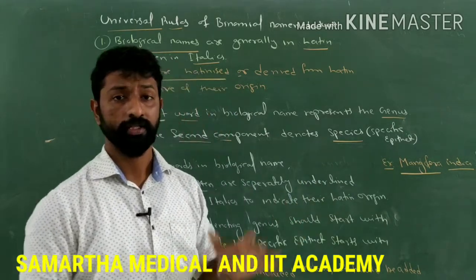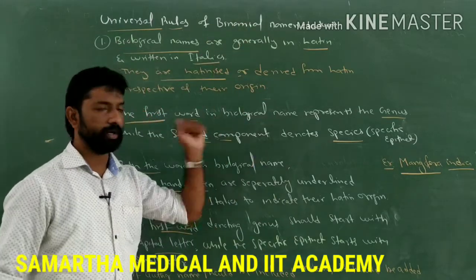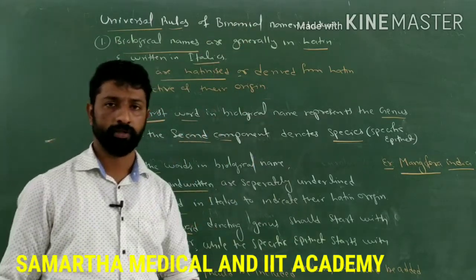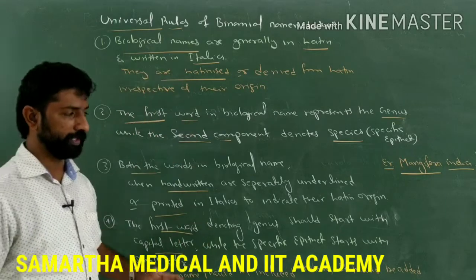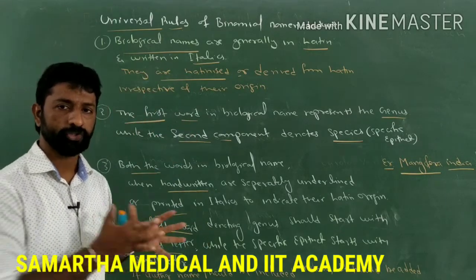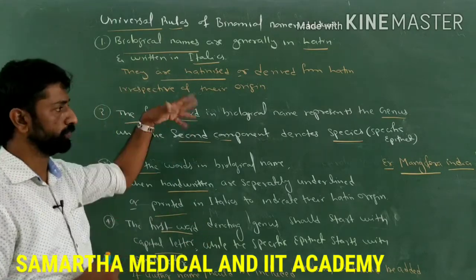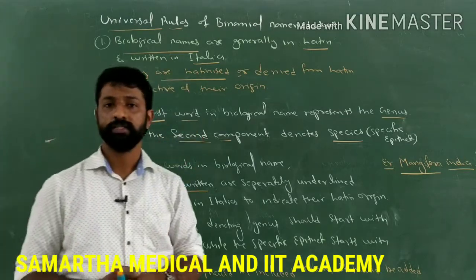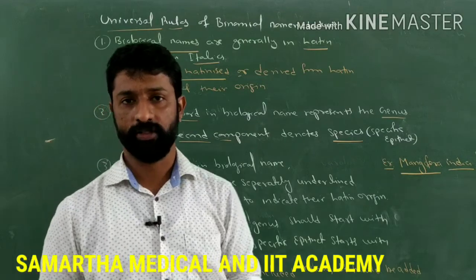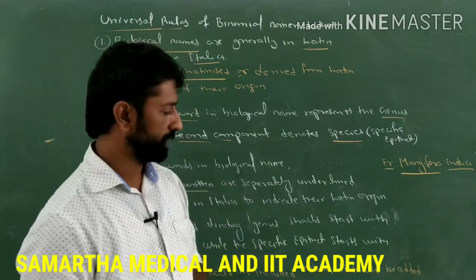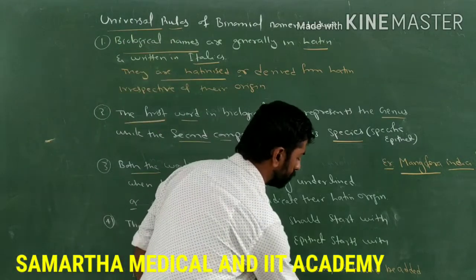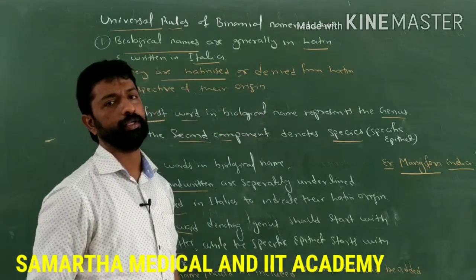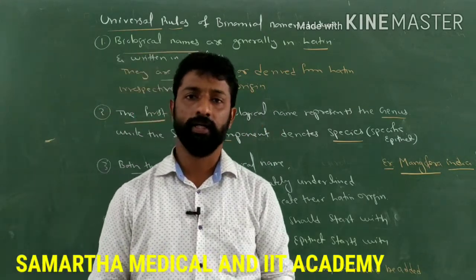Is it clear, guys? So these are the rules of writing the binomial nomenclature. Very important for the PU examination. It is the most frequently asked question for the PU examination for 2 to 3 marks. And these rules are very, very important for the CET and NEET examinations also. Is it clear, guys? So this is regarding how to write a scientific name or a biological name of the plants or the animals.